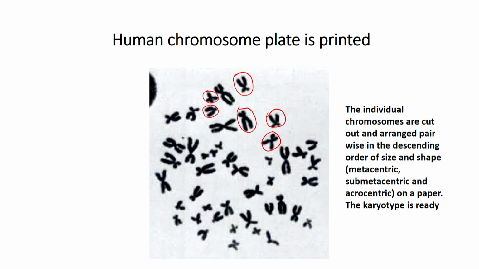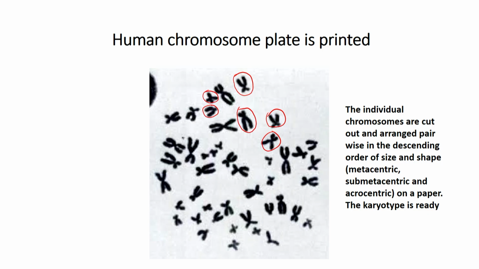And then all the chromosomes are cut out and paired. So we have to make a karyotype. Karyotype means the chromosomes should be organized in a fashion so that by seeing the karyotype, one is able to see whether the karyotype is normal, whether it has some abnormality, and so on. So the chromosome cutouts are arranged pairwise in descending order of size. Large chromosomes first, the smaller chromosomes later, in that orientation.